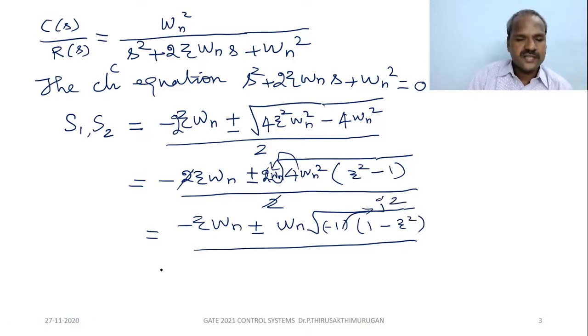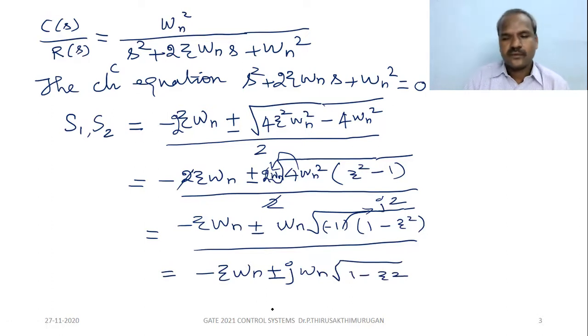So if we take outside, the roots are minus zeta omega n plus or minus j omega n square root of 1 minus zeta square. In this there are 2 roots. One root is minus zeta omega n plus j omega n square root of 1 minus zeta square. Another root is minus zeta omega n minus j omega n square root of this.